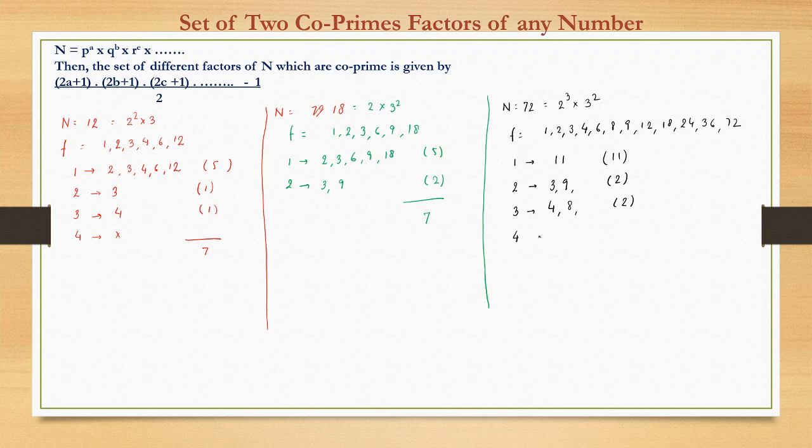Then with 4, do we have any number? 6, no. 8, no. 9, yes. 9 is co-prime to 4. Then we don't have anything else. Then with 5, sorry, 5 is not a factor here. 6. So with 6 only 8 would be there, I believe. Yes, only one. And what about 8? With 8, only one number, which is 9.